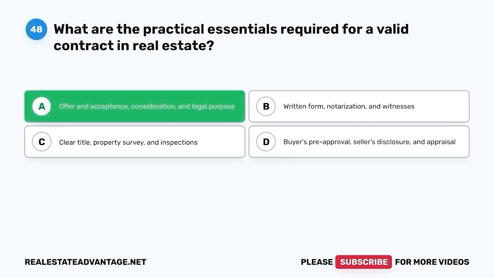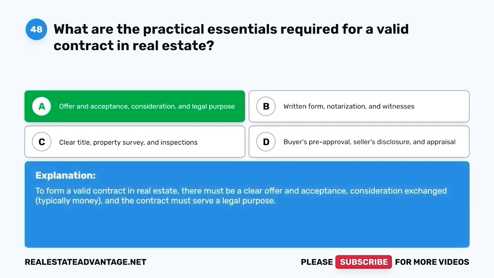The correct answer is A. Offer and acceptance, consideration, and legal purpose. To form a valid contract in real estate, there must be a clear offer and acceptance, consideration exchanged, typically money, and the contract must serve a legal purpose.